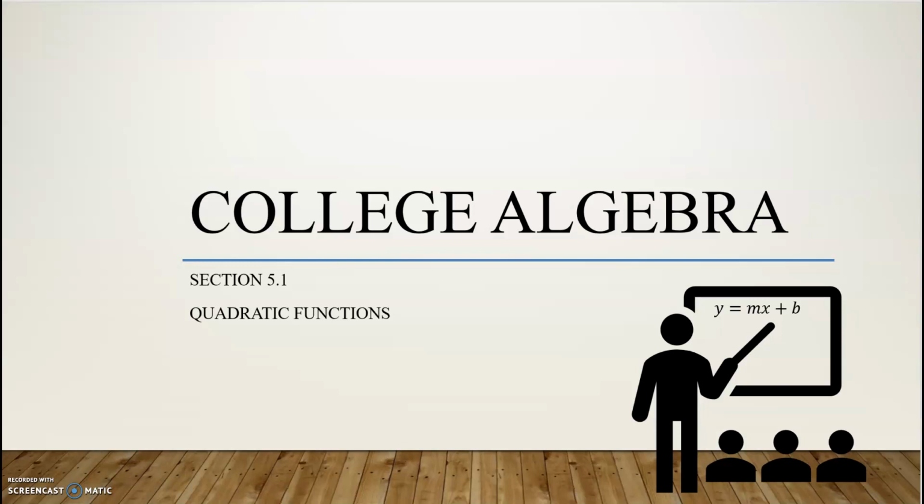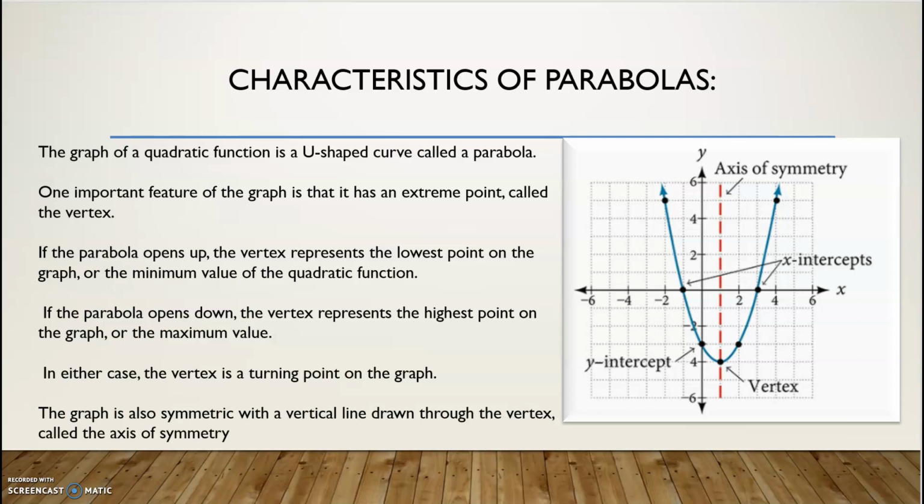All right, this is section 5.1. We're talking about quadratic functions. So let's look at the characteristics of quadratic functions. The graph of a quadratic function is a U-shaped curve, and we call that curve a parabola. So you can call quadratic functions a parabola.